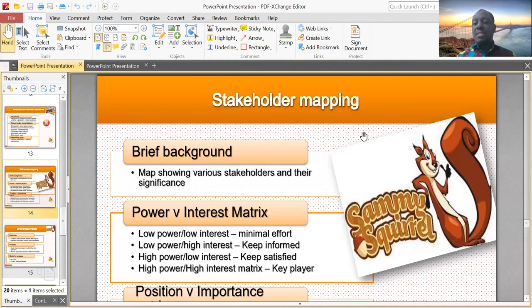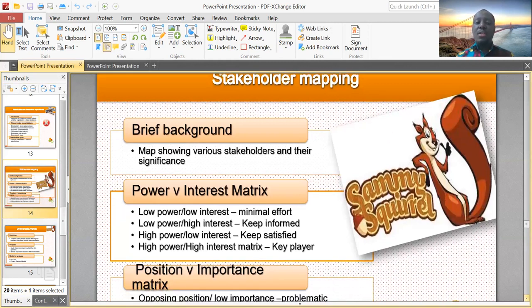So first off, let's understand some of the parameters that you could use. The first one is the power versus interest matrix. This basically groups stakeholders based on two main parameters, which are power and interest. Very, very key. There are four groups of stakeholders in this case.